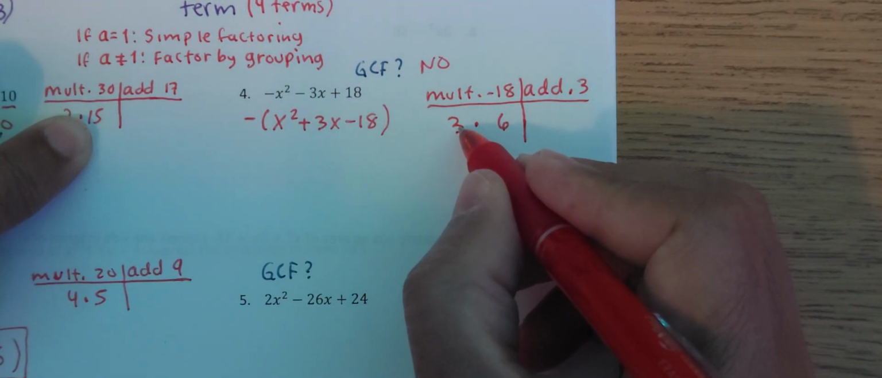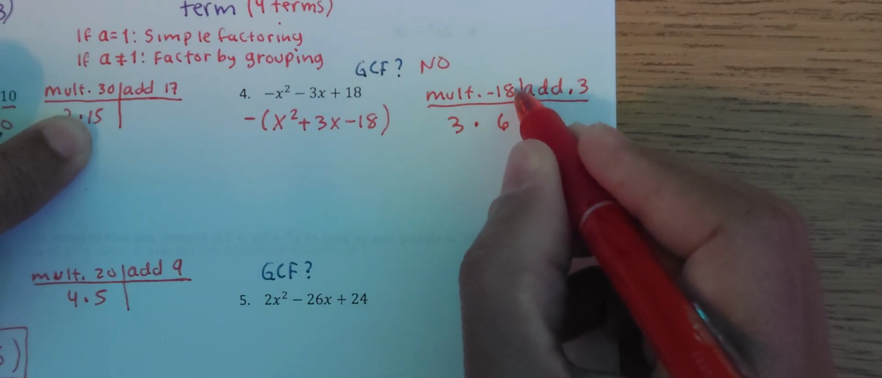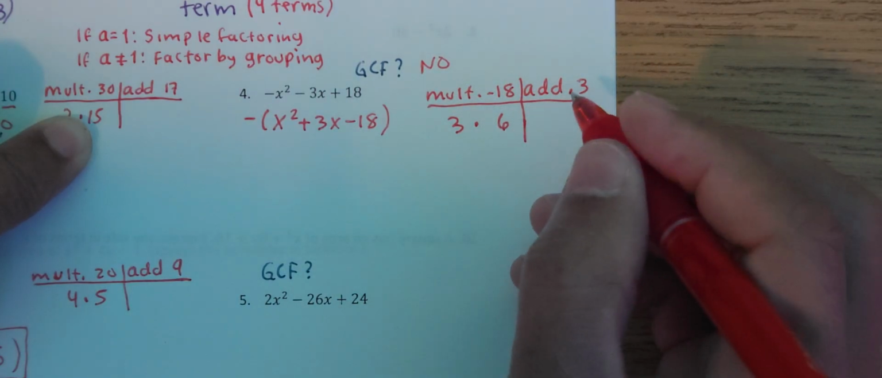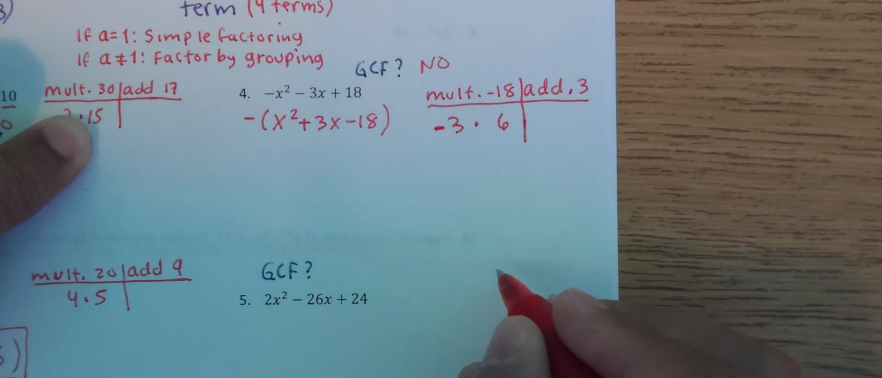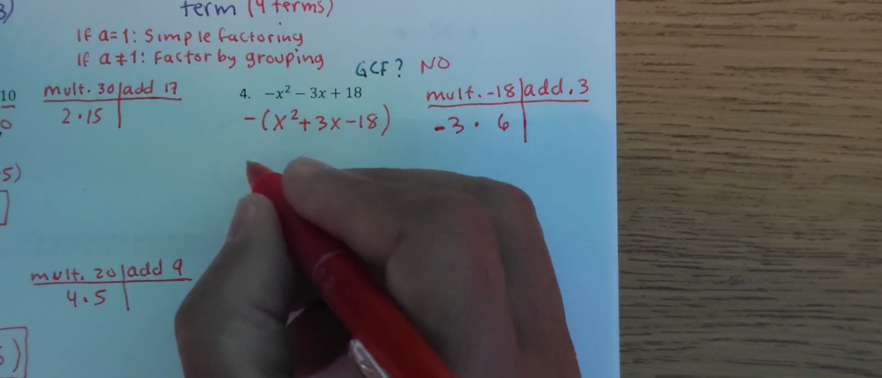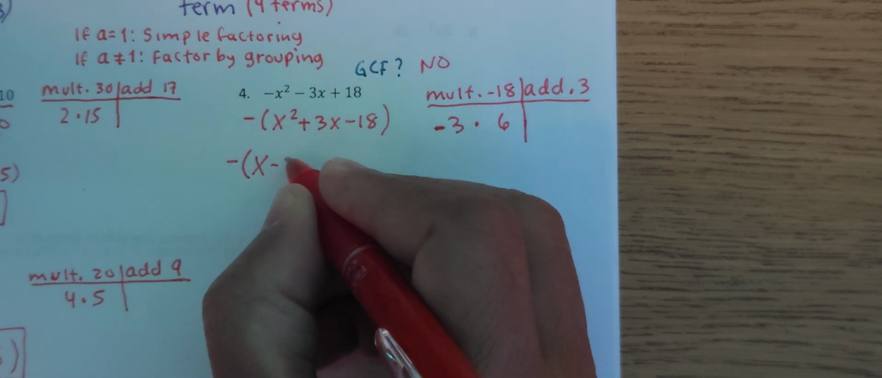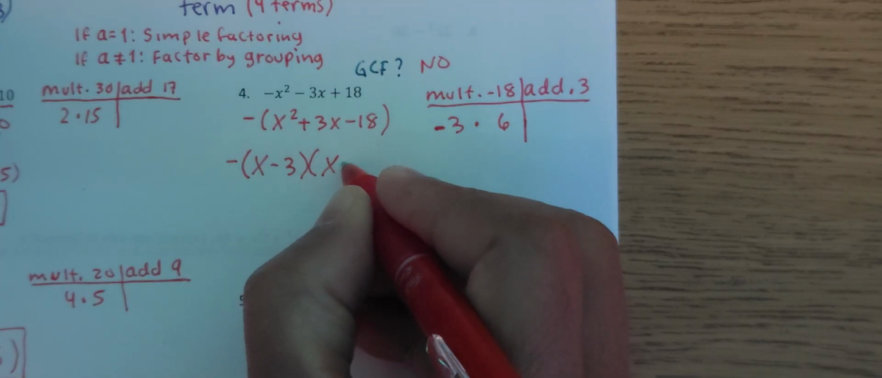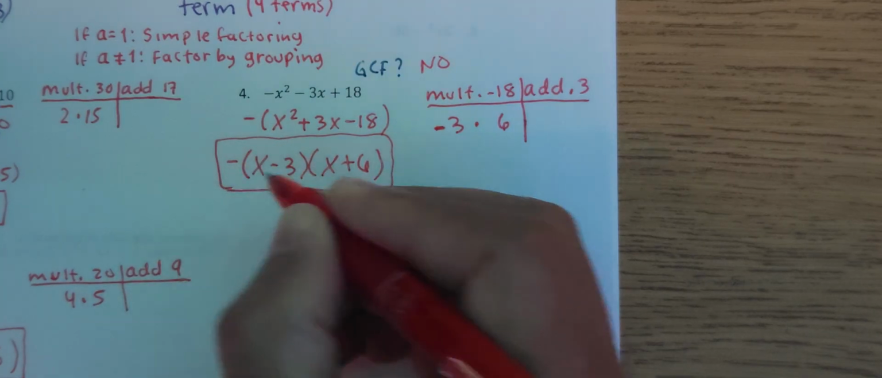But notice when we add them, we end up with a positive 3. When we multiply them, we end up with a negative 18, which means they've got to have opposite signs. So the only way that's possible is if the 3 has a negative, or a minus. So then keep that negative lead, x minus 3 times x plus 6, and this is factored completely.